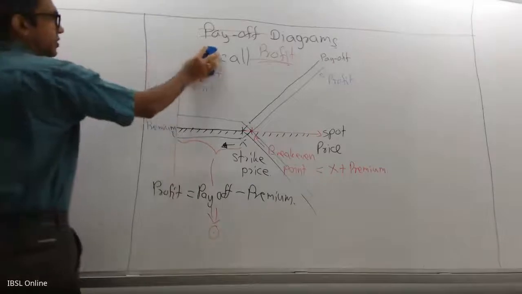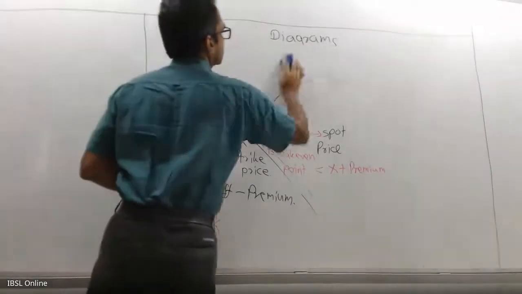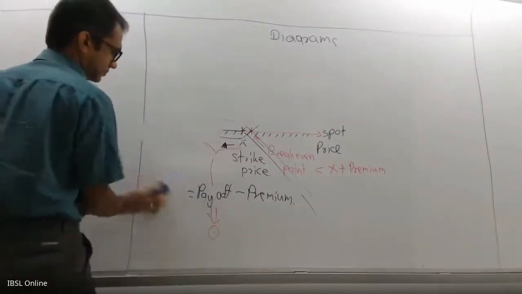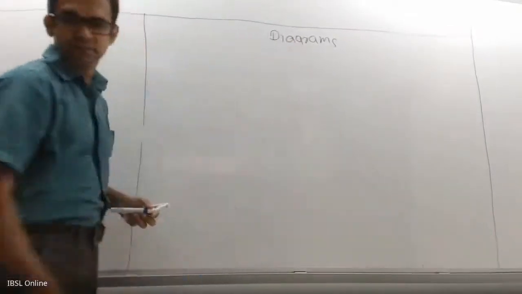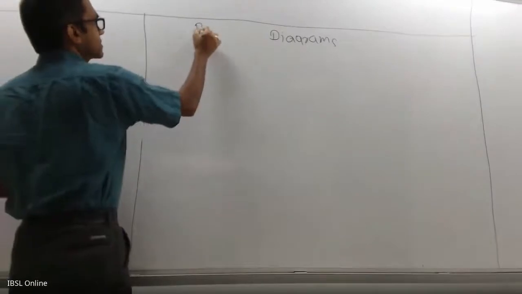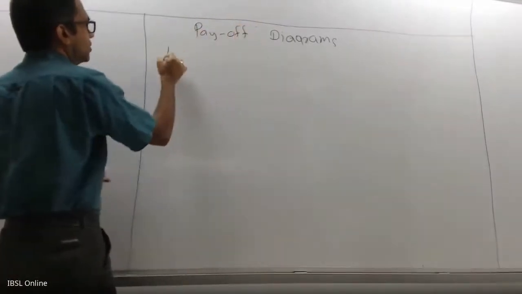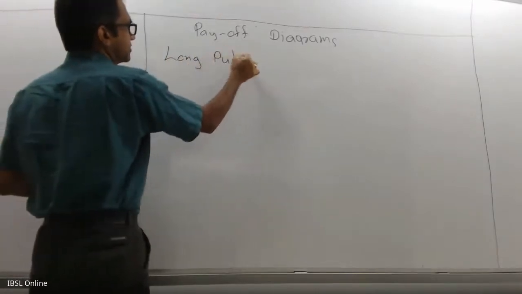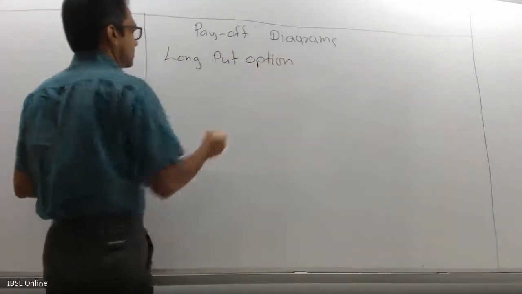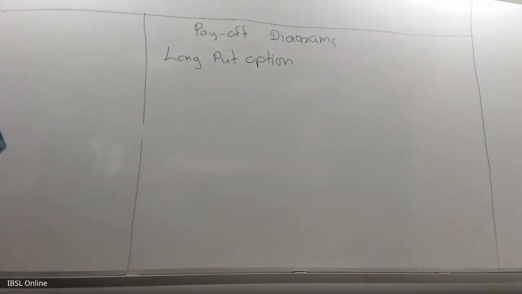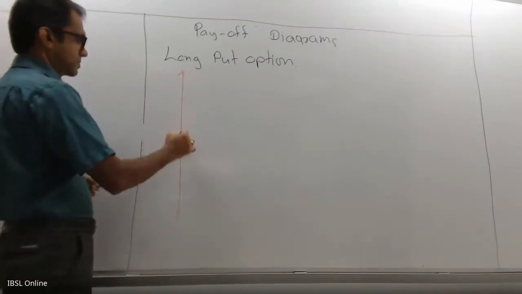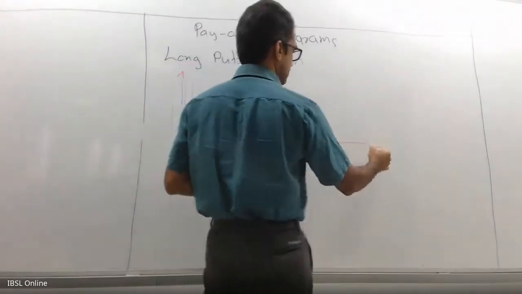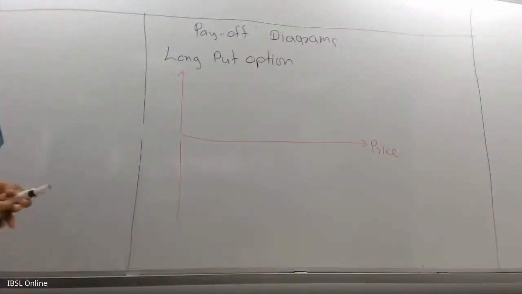So then we'll move into the long put option. What is the payoff for a long put option? What's the right that you get as a buyer? Right to sell. You get the right to sell. Okay.